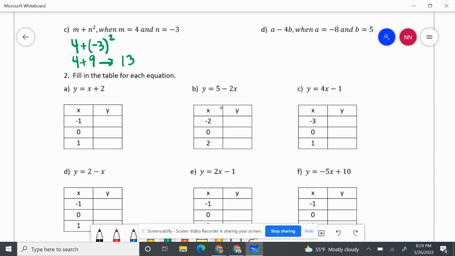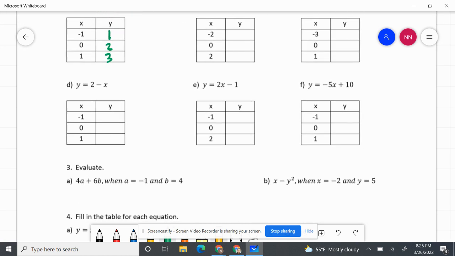So we're going to take the negative 1 and plug it in. Negative 1 plus 2 gives us a 1. Then we're going to plug in a 0. 0 plus 2 is 2. Then we're going to plug in a 1. 1 plus 2 is 3.